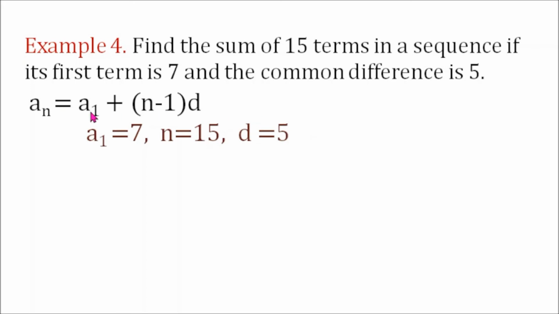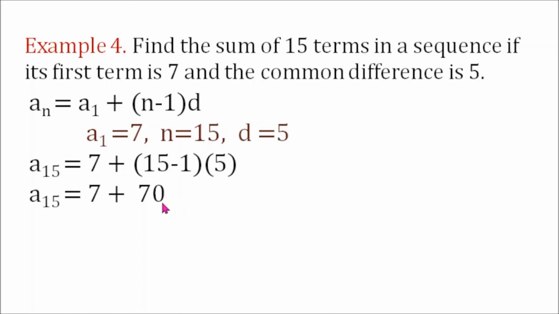So substituting these values to our formula, we have a sub 15 equals 7 plus the quantity 15 minus 1 times 5. Now simplifying furthermore, we have 15 minus 1 times 5 equals 70, and 7 plus 70 equals 77. So this is our 15th term.